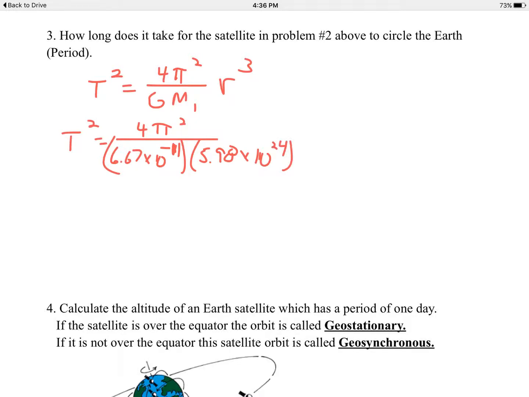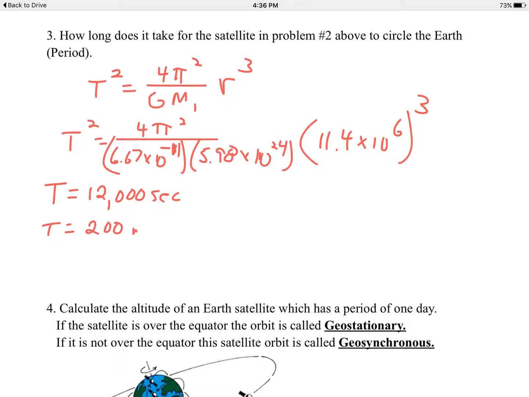kilograms, times your radial distance, which we had from the previous problem, 11.4 times 10 to the 6th meters cubed. Once again, we get to cube something. So we multiply this all out, take the square root, and you find that T equals 12,000 seconds. You can leave the answer as that, but if you divide by 60, you end up with T equals roughly 200 minutes, which makes more sense to me numerically. Both are the same answer. Either one is fine. But that's just a little over 3 hours for that satellite to orbit the Earth.